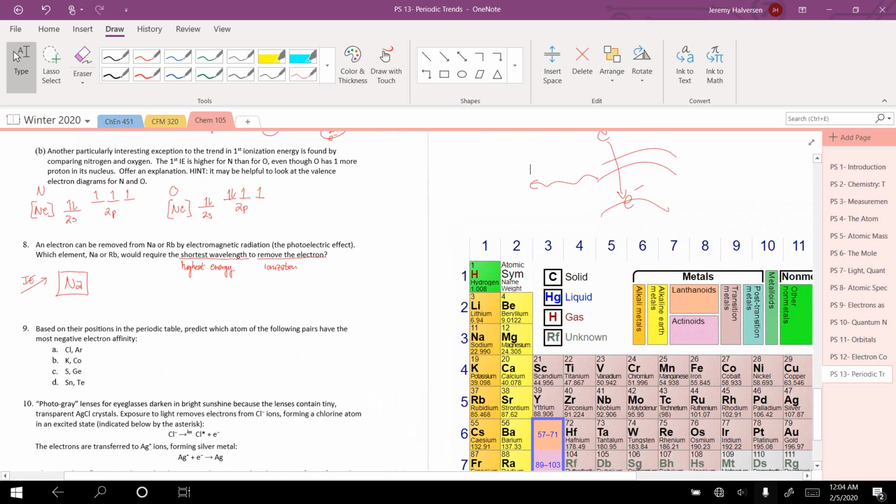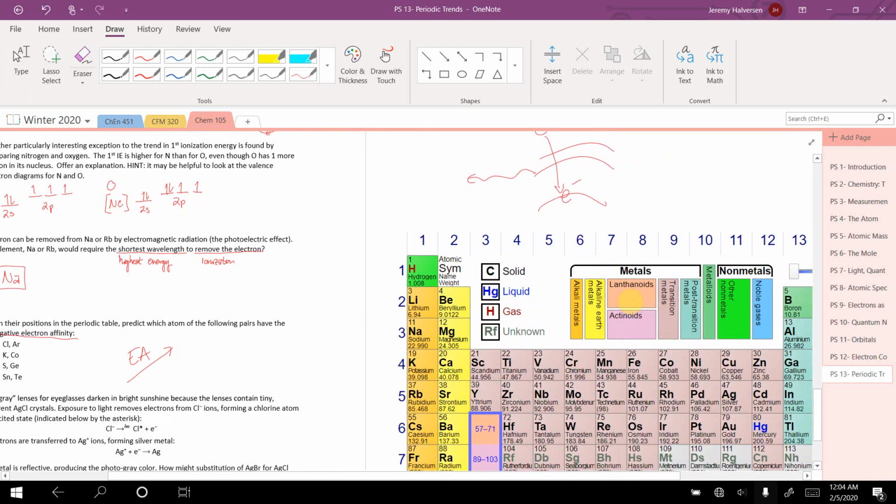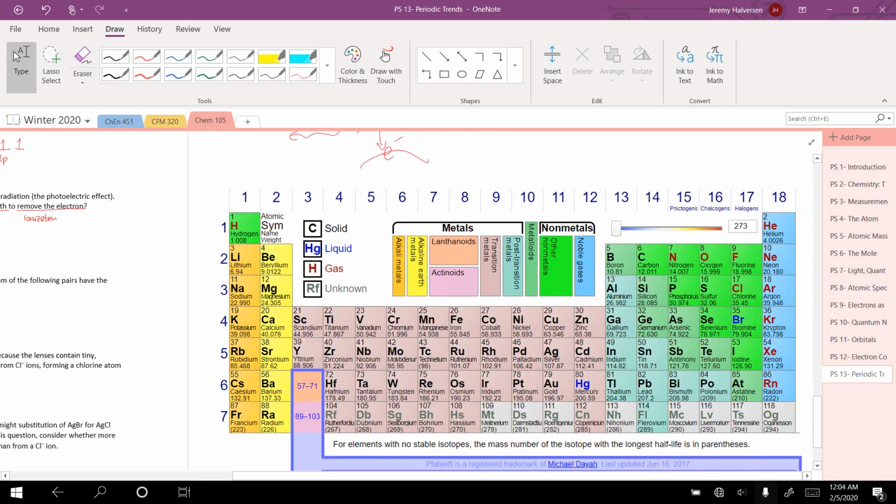So based on the position, predict the atom. When it says the most negative electron affinity, it's asking for the highest electron affinity, and electron affinity increases up and to the right. So compare chlorine and argon.